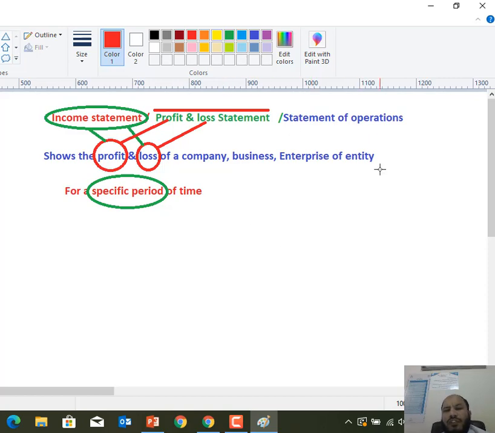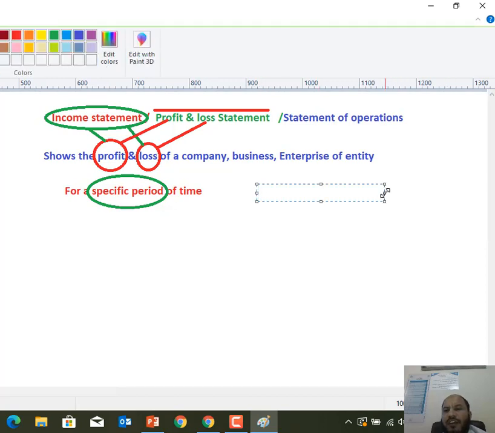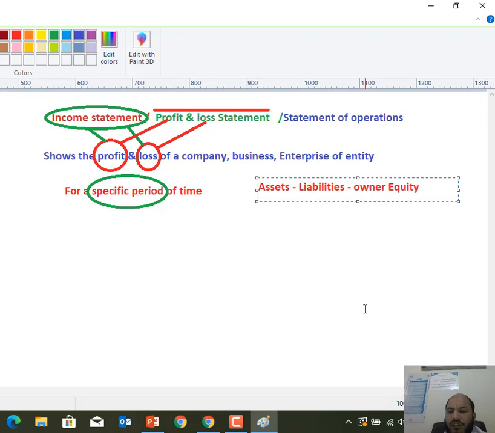So dear students, we have 5 pillars of accounting, or 5 major accounts. Remember the 5 major accounts. The first one was the asset account, the second one was the liabilities, and the third one was the owner equity account. The fourth one is the revenue account, and the fifth one is the expenses account.